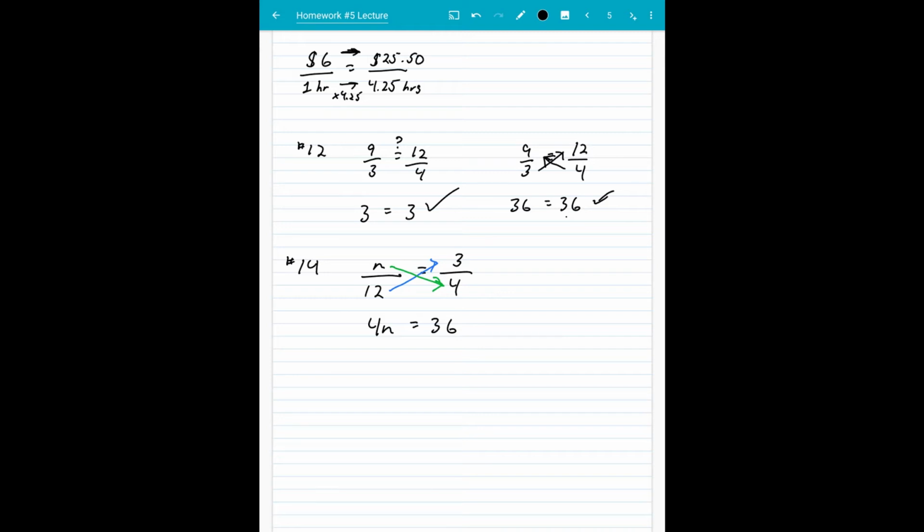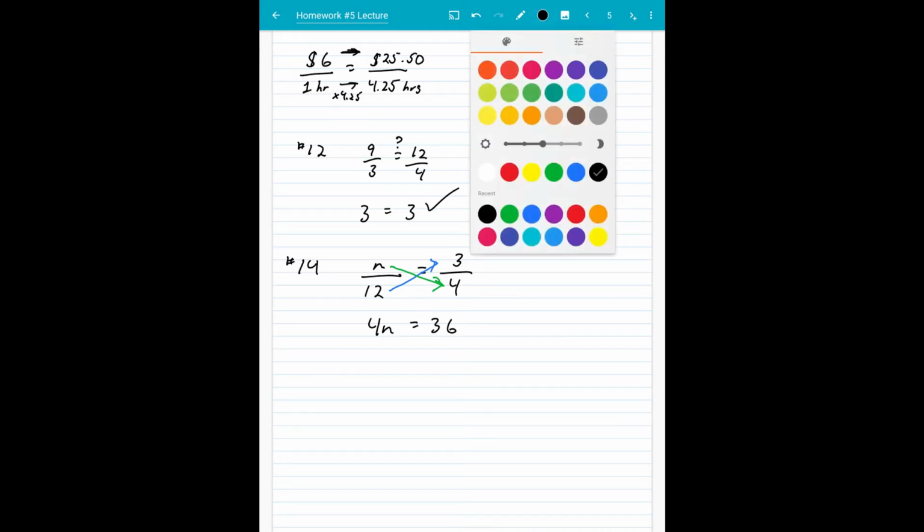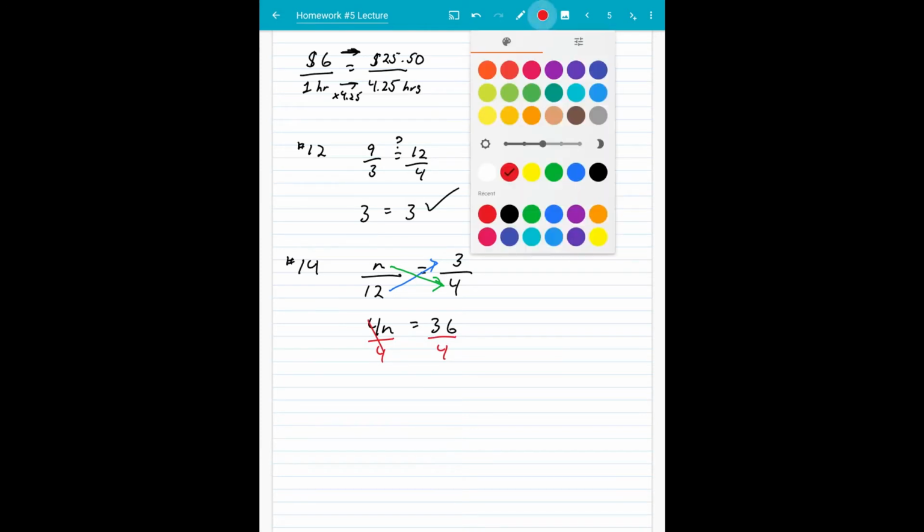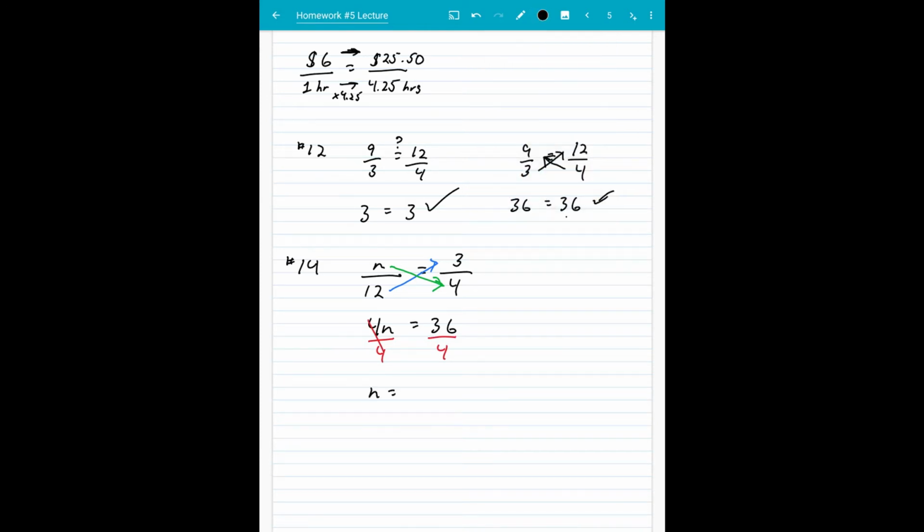36. And then, like we learned from the last section, way back in, I believe it was homework 2 and 3, I think we did introduce it in 2, we need to divide by 4 to get the n by itself. And that ends up giving us n equals 9.